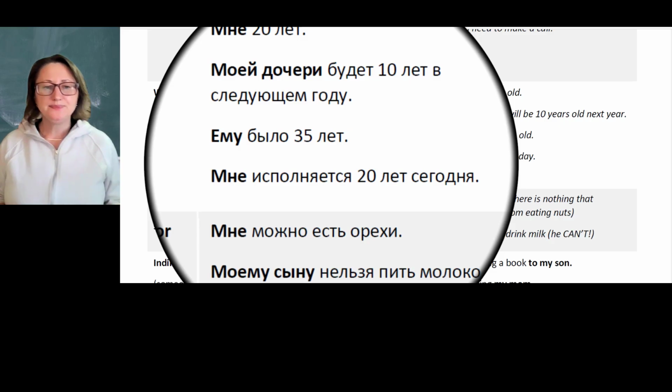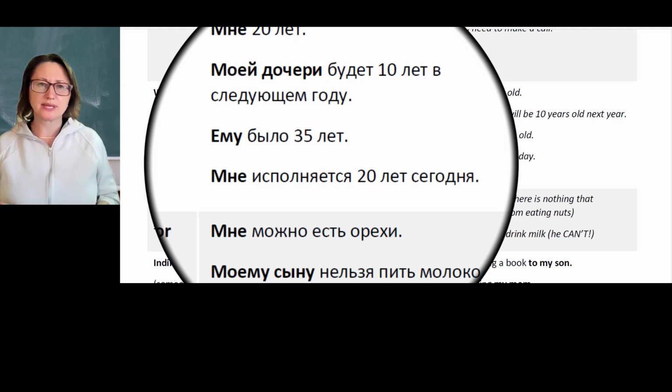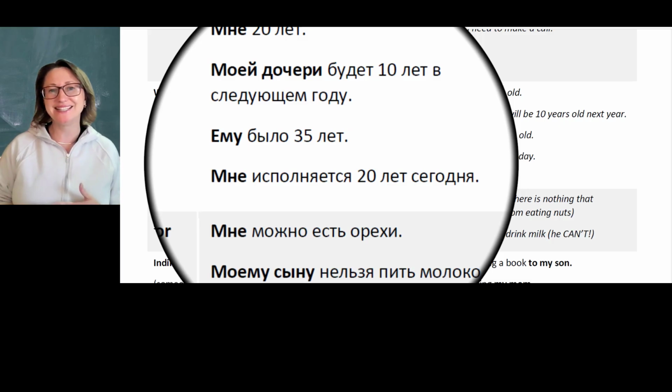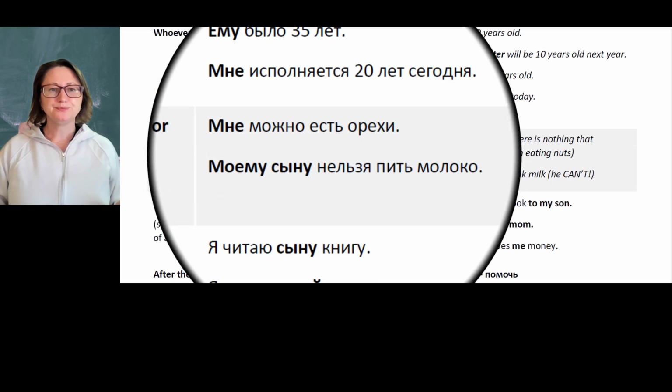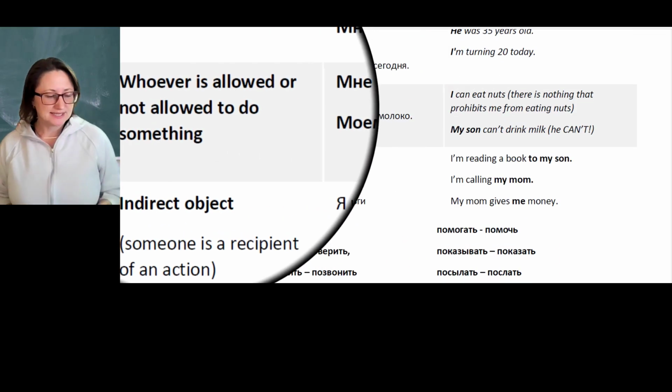And the next one is мне исполняется 20 лет сегодня. As I said, some of the things will be getting a little bit complicated, and that's one of those higher register words where I'm turning 20 today, not just I have a birthday and I'm 20, but мне исполняется 20 лет сегодня. And again, whoever is turning so and so many years old is gonna be in dative. Then the next context is also following the same logic.